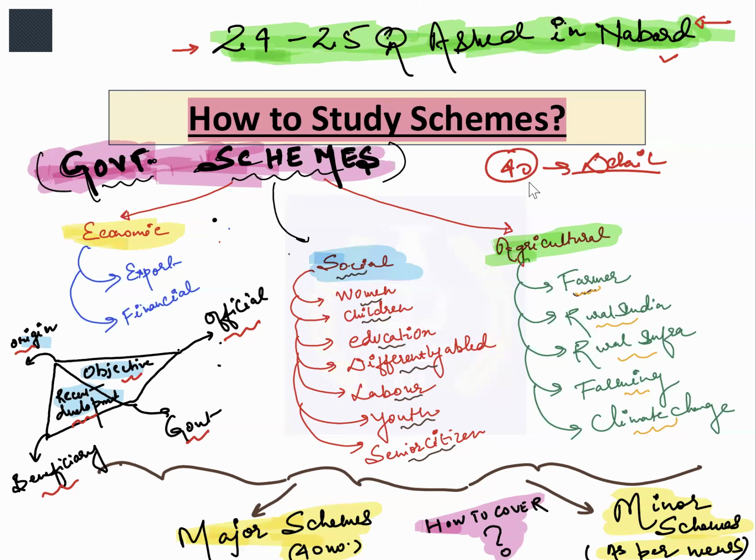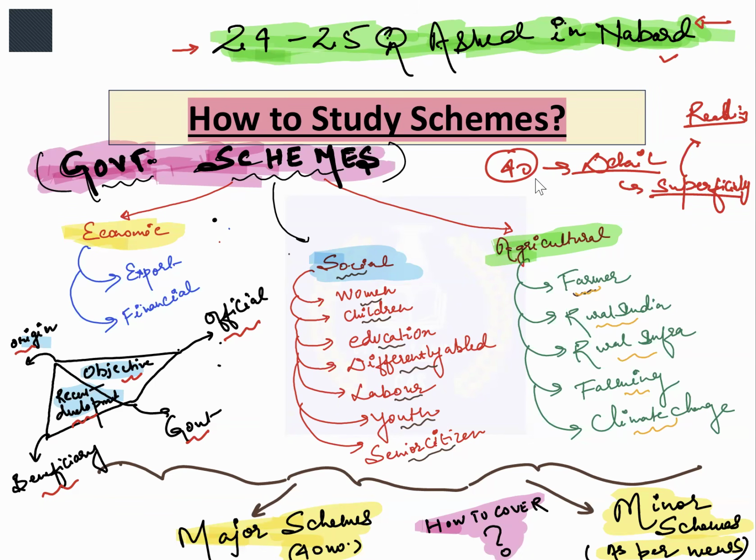The rest of the schemes, whether 30, 20, or whatever it may be, need to be studied only superficially, which you cover while reading the PIB. You do not need to go into the official guidelines of those schemes or go very deep into them. That will just waste your time. So this is our point of discussion today: how to study the schemes.